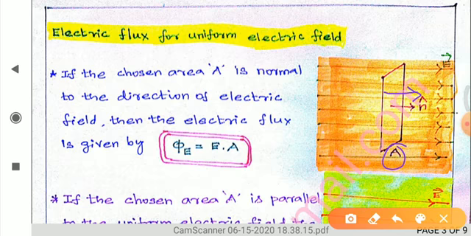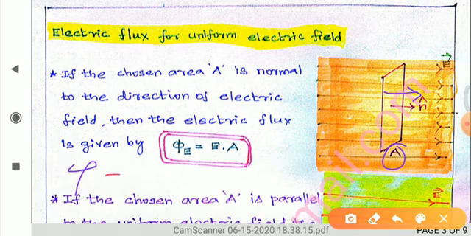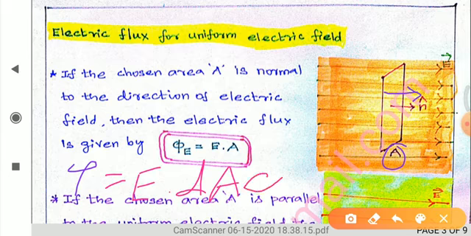In the previous page we have discussed what the flux is. Phi is equal to, what is the value of phi? Phi can be given by E dot dA cos theta. Here E is the uniform electric field, so it is a constant, and A is the area of cross section, which is also constant.